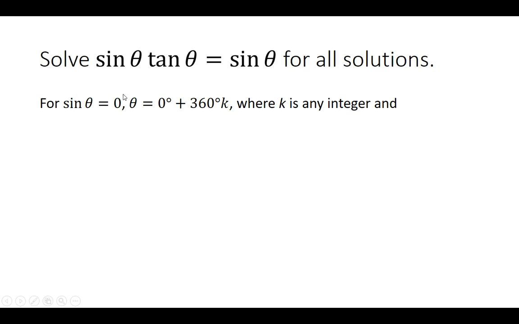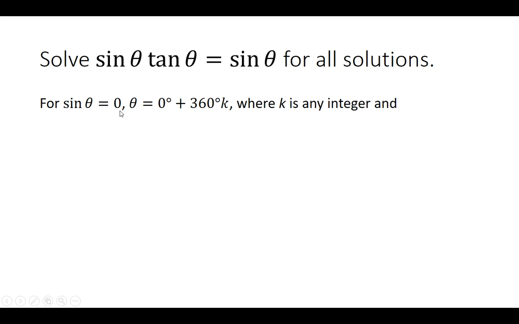I know you must all be happy that I made that mistake that I'm always catching you on. So for all solutions, that would be theta equals 0 degrees plus 360 degrees K, where K is any integer. Yes, you could have just written theta equals 360 degrees K. It means the same thing.